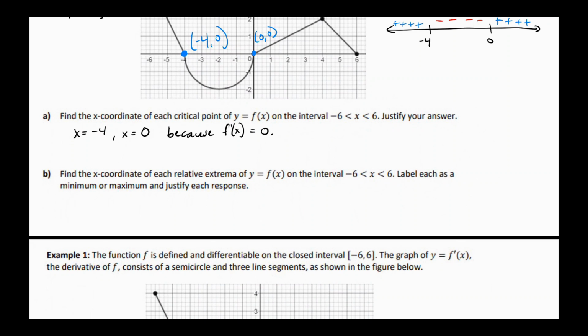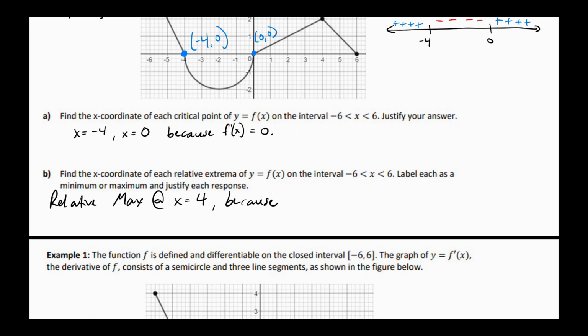So at -4, is it increasing or decreasing? At -4, is it a maximum or minimum? Relative maximum or minimum at -4? It's going to be a maximum, right? Relative max at x equals -4. Here's the big part.